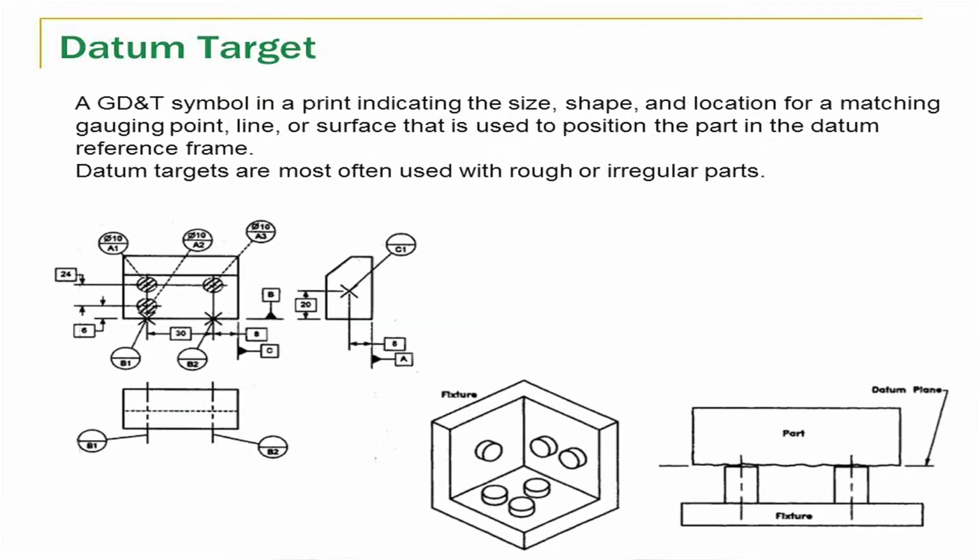In case a datum is composed of multiple references to form the datum frame, then we represent it through datum targets. Datum target is referenced by the symbol as shown in the picture. Datum targets are mostly used with rough or irregular parts. So now I hope you understood the use of datum.